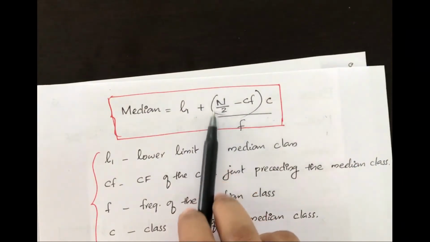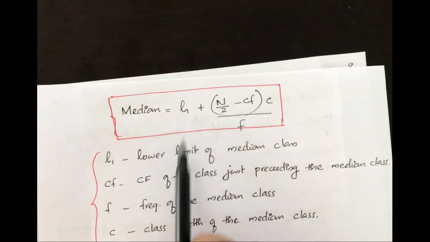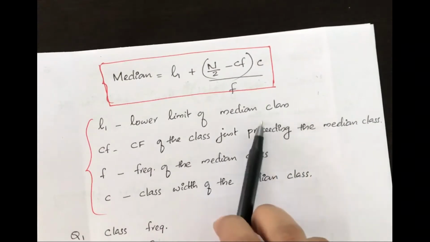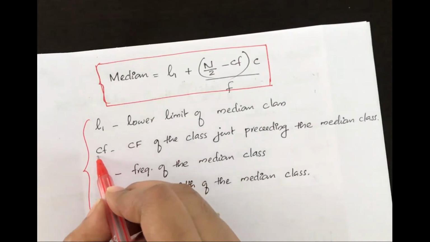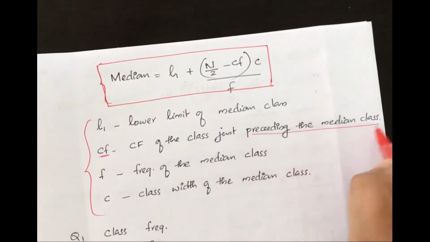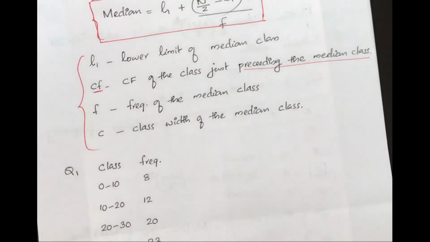The denominator is only for this term, not for L1, where L1 is equal to the lower limit of the median class, Cf is the cumulative frequency of the class just preceding the median class, F is the frequency of the median class, and C is the class width of the median class. You need to mark that the cumulative frequency is not for the median class, but for the preceding class.